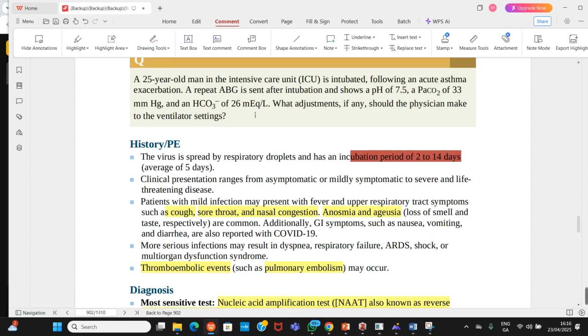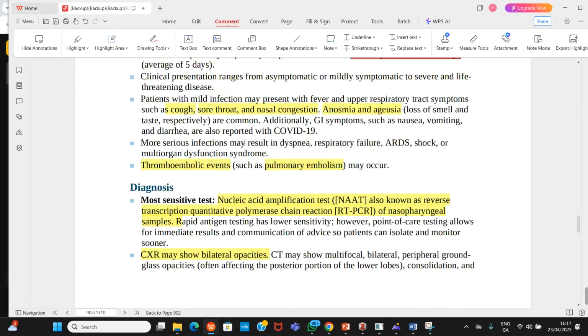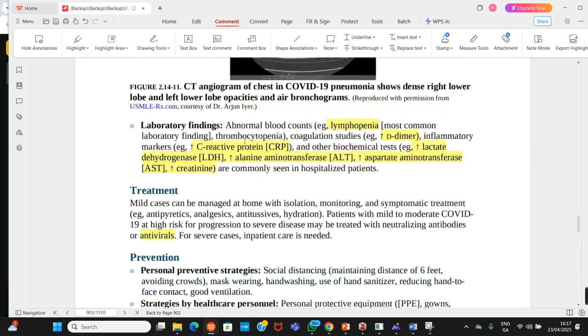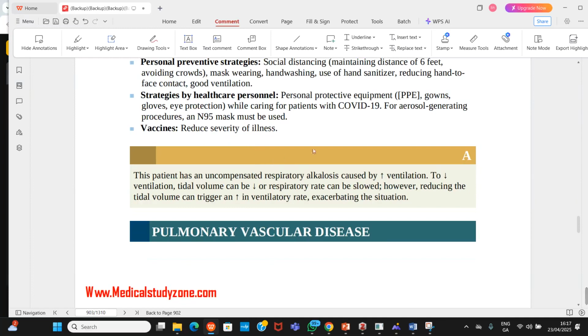So let's see this question. A 25-year-old man in the ICU is intubated following acute asthma exacerbation. A repeat ABG is sent after intubation and shows a pH of 7.5, a PaCO2 of 33, and bicarbonate of 26. What adjustment should the physician make to the ventilator setting? A PaCO2 of 33, okay, and a bicarbonate of 26.